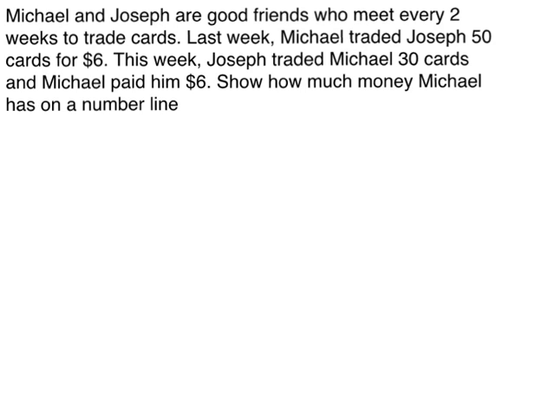Michael and Joseph are good friends who meet every 2 weeks to trade cards. Last week, Michael traded Joseph 50 cards for $6. This week, Joseph traded Michael 30 cards and paid him $6. So how much money does Michael have on a number line?